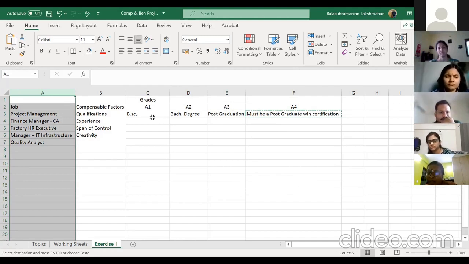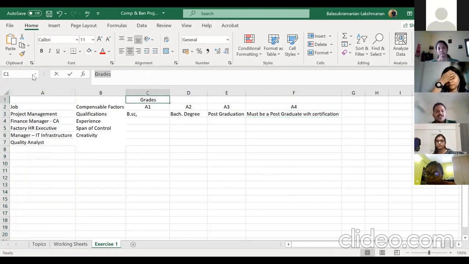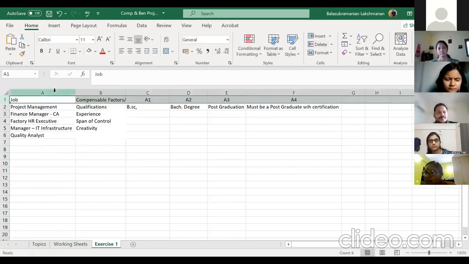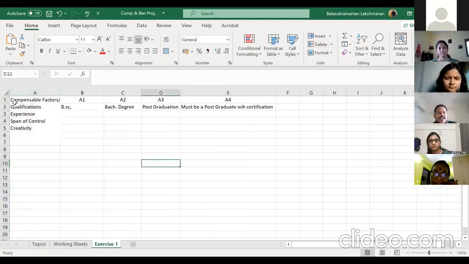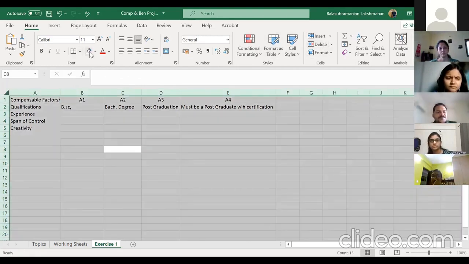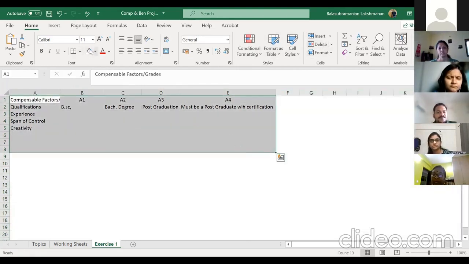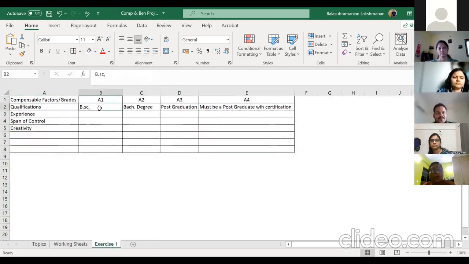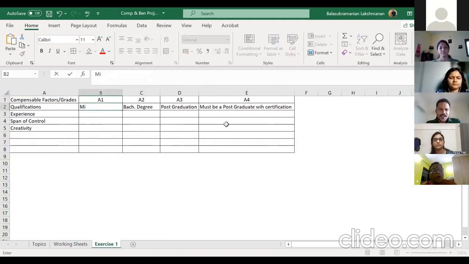Compensable factors with descriptors. Compensable factors are the same, but the intensity is different. They vary from grade 1 to grade 2 to grade 3 to grade 4. Is that clear, Bala? Yeah, it's clear now. Okay. So you are not creating it for each role. One is broad; this is what you have to do. Good. Absolutely. Now you have to fill in that descriptor for A1, A2, A3, A4. Minimum graduation is required.